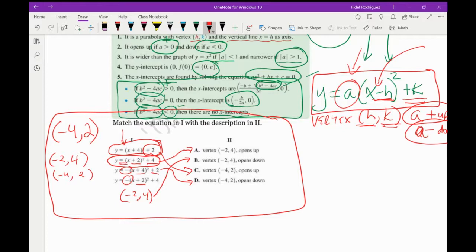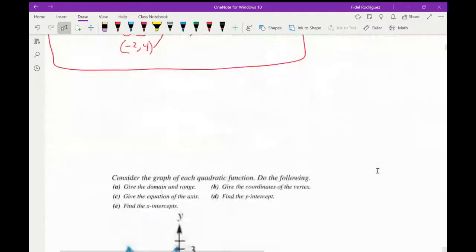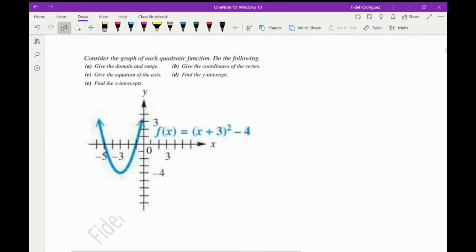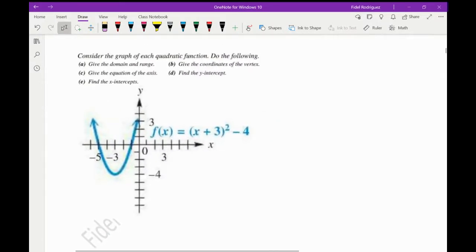Okay, so let me scroll down a little bit, see if we can do the next part. Okay, so this next problem here says, consider the graph of each quadratic equation. Do the following. Part A says we're going to find the domain and the range. Part B says we're going to find the coordinates of the vertex. Part C says we're going to give the equation of the axis. D says we're going to find the y-intercept. Part E says we're going to find the x-intercepts. Okay, so let's go ahead and do that and see if we can't figure this out.